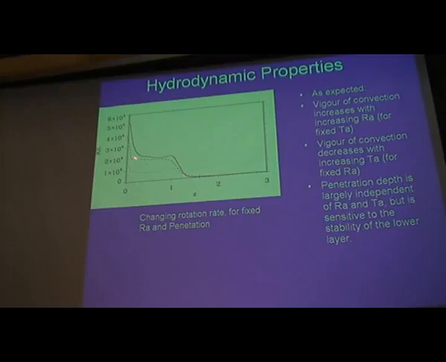And as you start to rotate the domain, this is a fixed Rayleigh number, of course the vigour of the convection decreases, but actually the penetration depth does not change all that much. You can change the stability of the lower layer by changing essentially the profile of the Rayleigh number, and we've done that as well. And again, the penetration depth is remarkably insensitive to these changes, and so it seems to be controlled by the convection.